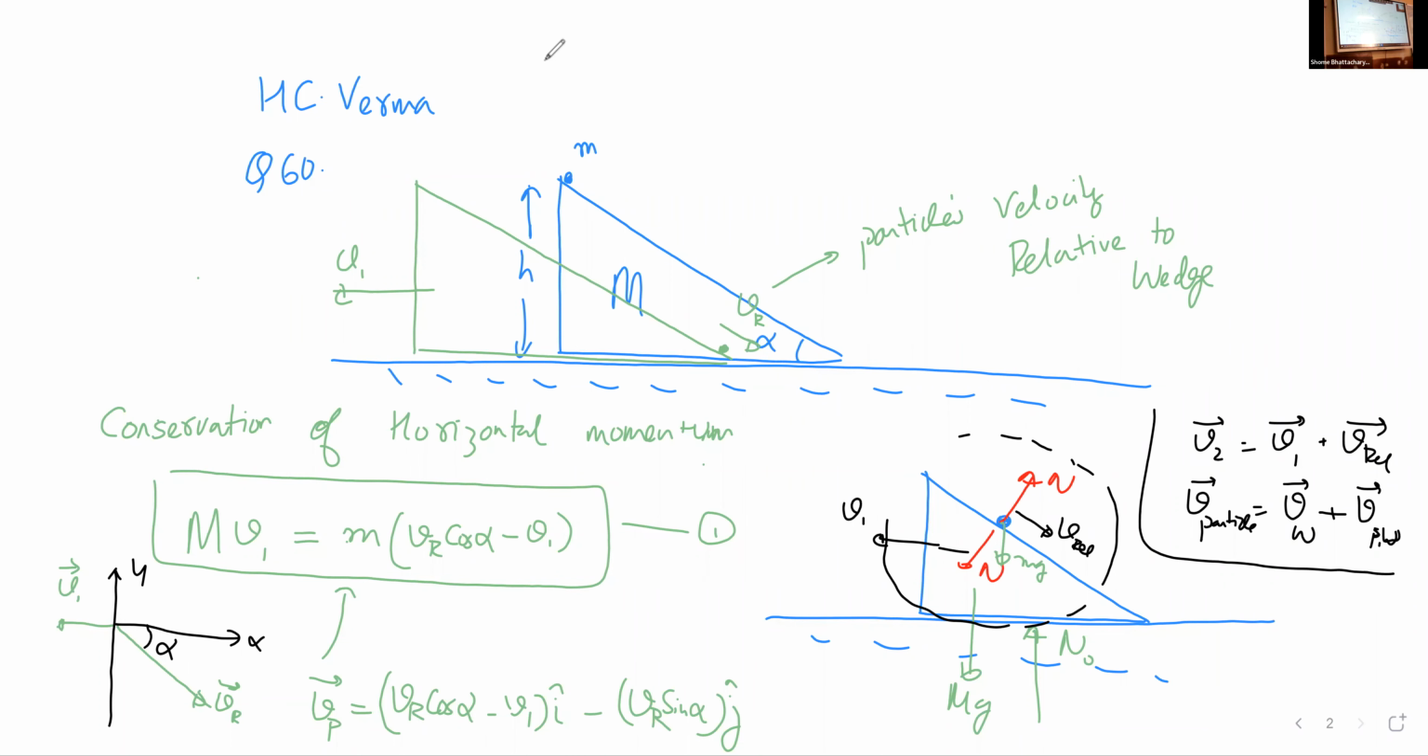So for us, V1 and VR are unknowns. So we need the second equation. That's where our energy conservation will come in. So this equation, basically, I'm implementing this concept over here.